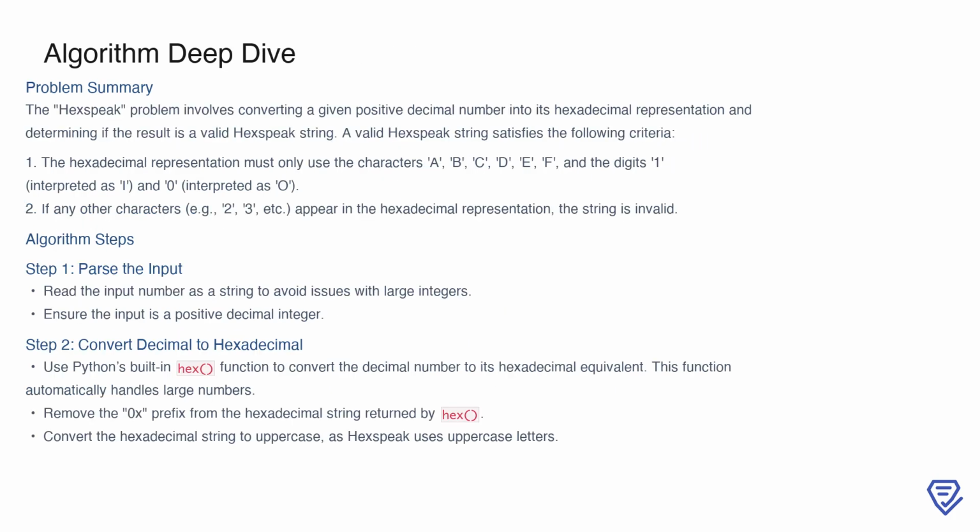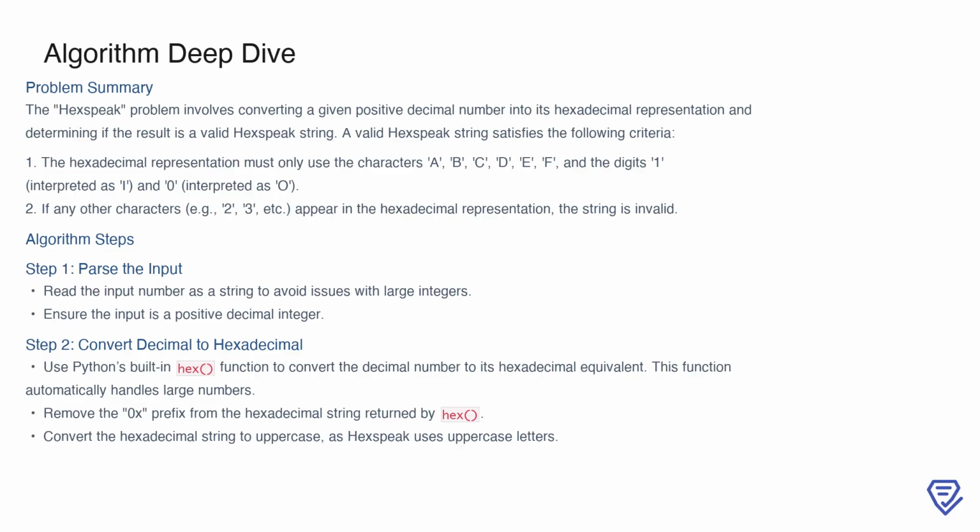The Hexspeak problem challenges us to convert a given positive decimal number into its hexadecimal representation and then determine if the result qualifies as a valid Hexspeak string. For a string to be valid, it must only use the characters A through F, along with the digits 1 and 0, where 1 is interpreted as I and 0 is interpreted as O.